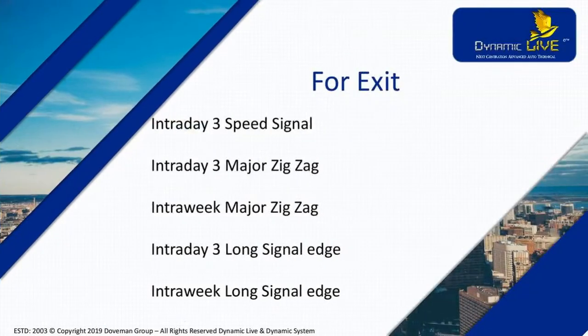Similarly, when it comes to giving an exit, once again multiple signals are used, like the speed signal, major zigzag, the long signal, edge points, and so on. But then you may be wondering why there are so many signals. It is because, as I told you, price does not always move in a similar way. There are varieties of price movement. In any given market condition, for you to get the right entry and right exit, these multiple signals are required.